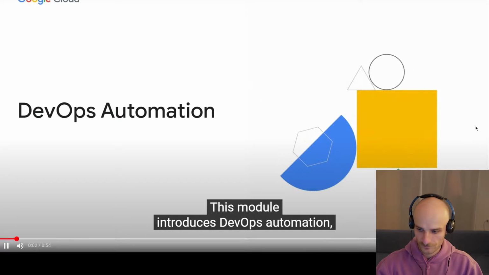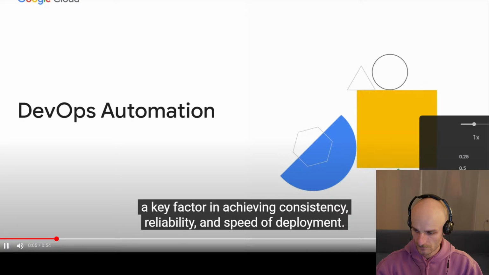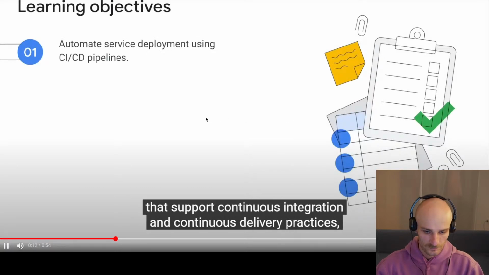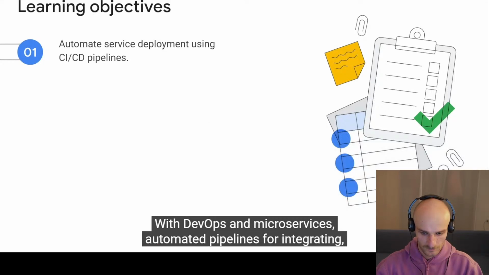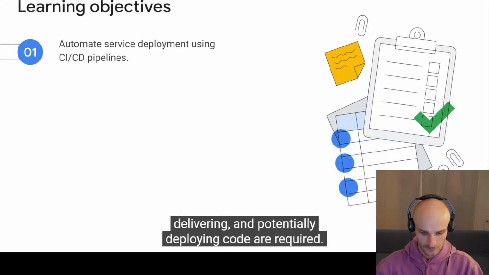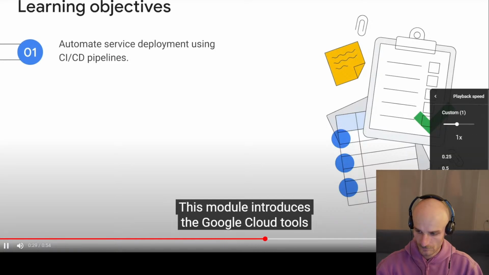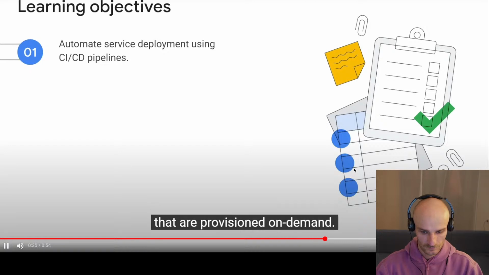This module introduces DevOps automation, a key factor in achieving consistency, reliability, and speed of deployment. Specifically, we'll talk about the services that support continuous integration and continuous delivery practices as part of a DevOps way of working. With DevOps and microservices, automated pipelines for integrating, delivering, and potentially deploying code are required. These pipelines ideally run on on-demand provisioned resources. This module introduces the Google Cloud tools for developing code and creating automated delivery pipelines that are provisioned on demand.